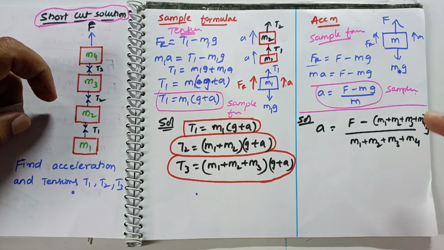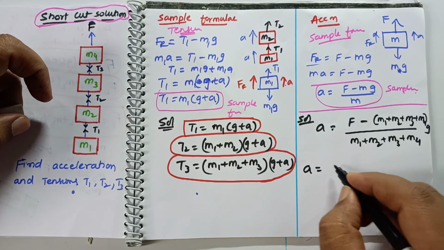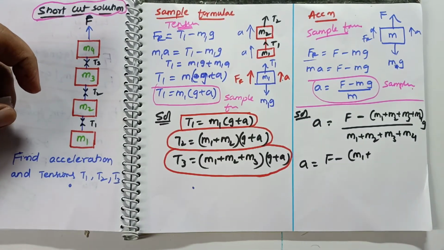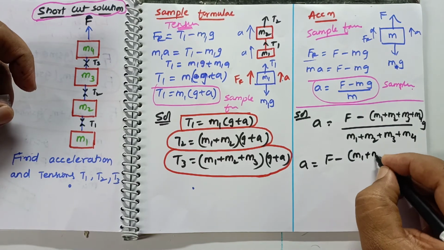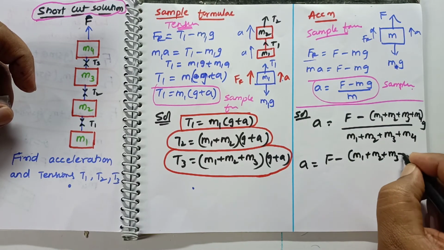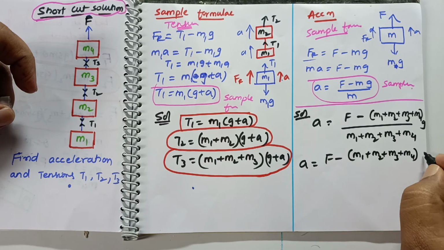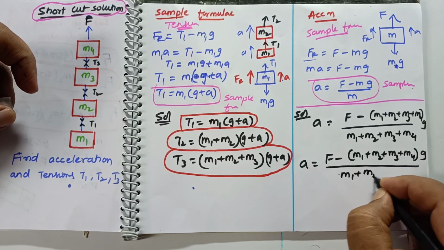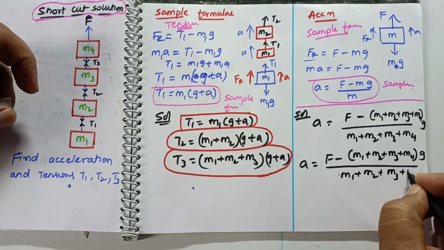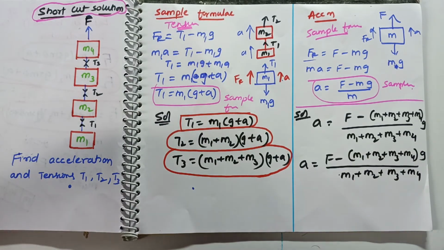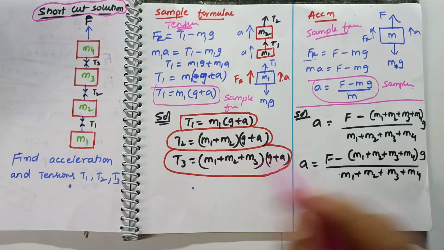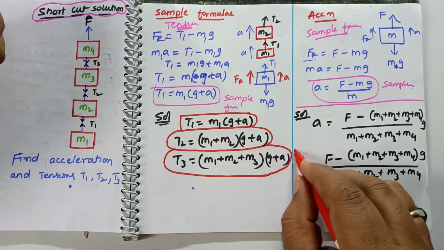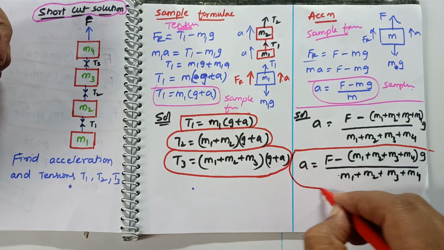That's it. If you want, I can write it once again here: a is equal to F minus (m1 plus m2 plus m3 plus m4) into g, whole divided by (m1 plus m2 plus m3 plus m4). So this is the formula you are going to get for solving this problem. Understand? It's a very simple formula.